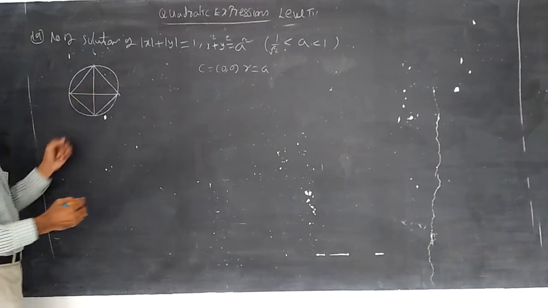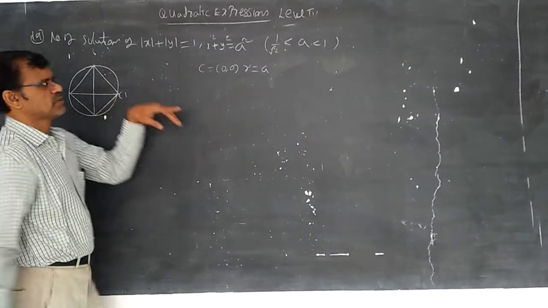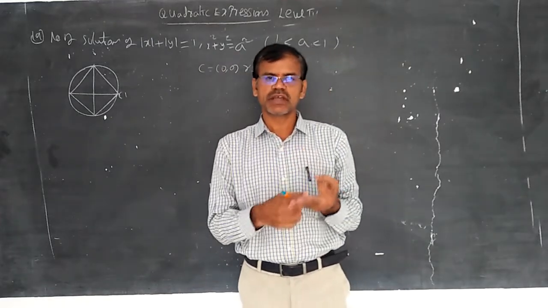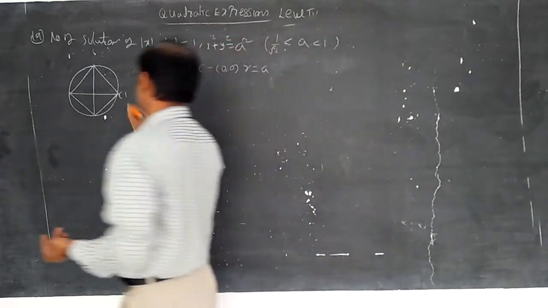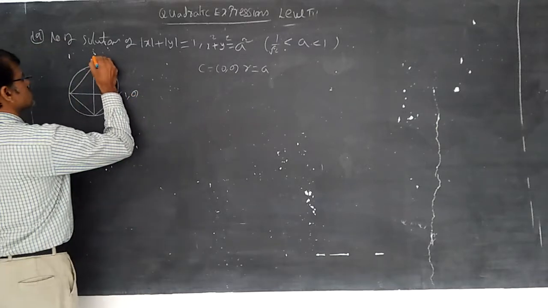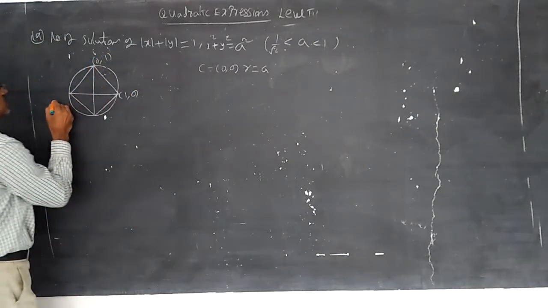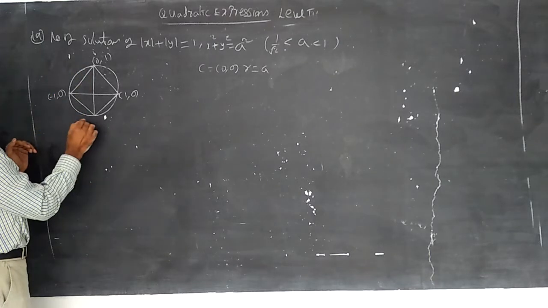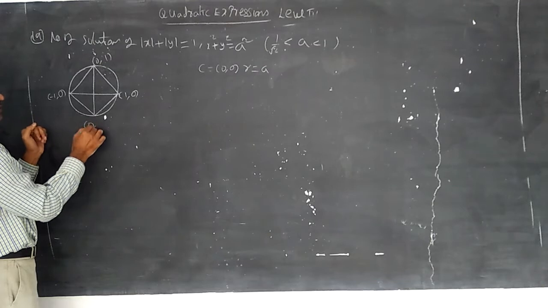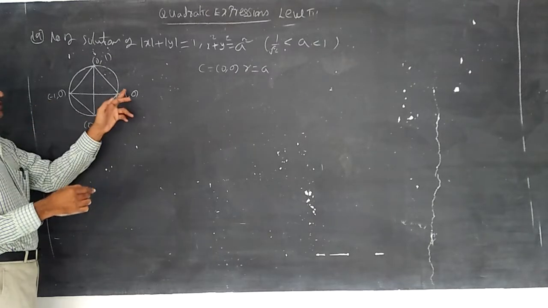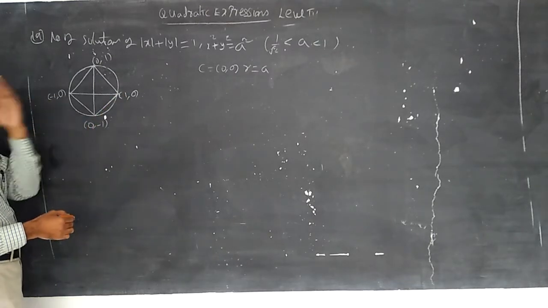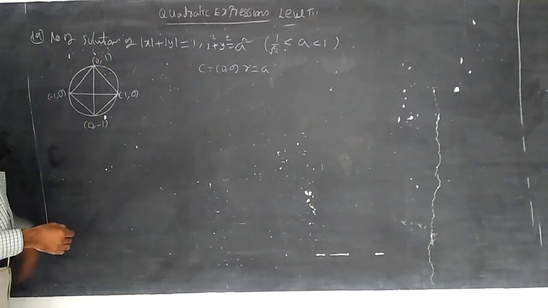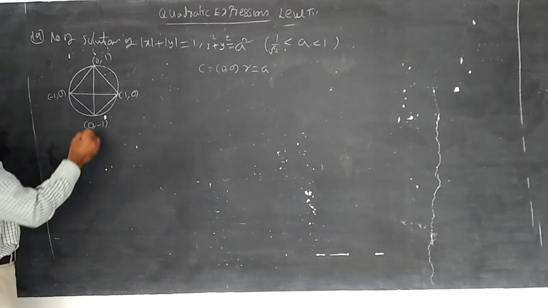Because this is the case |x| plus |y| equal to 1, I am taking 4 cases here: positive plus positive, negative plus positive, positive plus negative, and negative plus negative. This is (1, 0), this is (0, 1), positive positive. This is (-1, 0) and (0, 1), negative positive. This is (-1, 0) and (0, -1), negative negative. This is positive and negative. Like that we get 4 cases and 4 lines. It becomes a rhombus. Now this is the circle x square plus y square equal to a square.